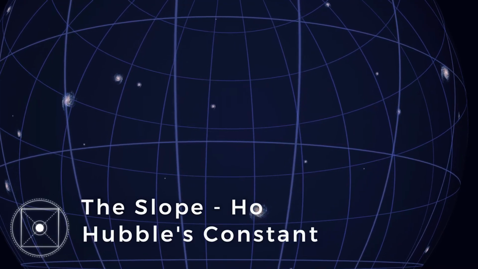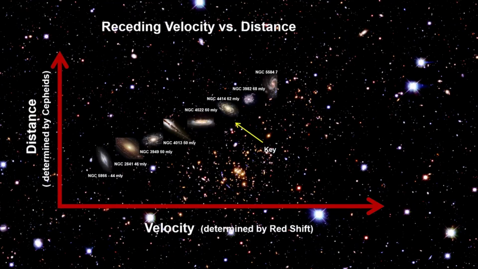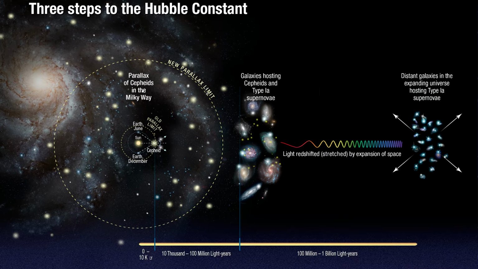The slope of the relation, H0, is the Hubble constant, and it represents a constant rate of cosmic expansion caused by the stretching of space-time. And although the expansion rate is constant in all directions at any given time, the rate does change occasionally.